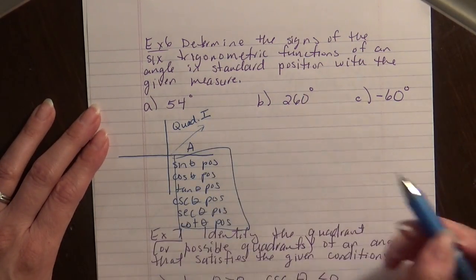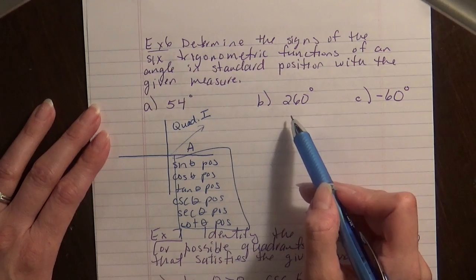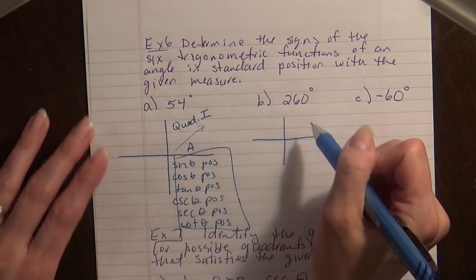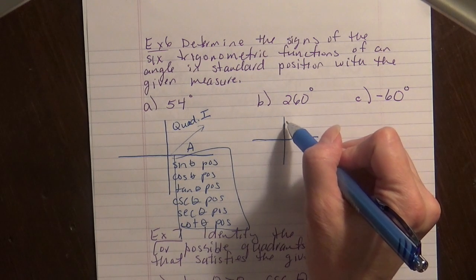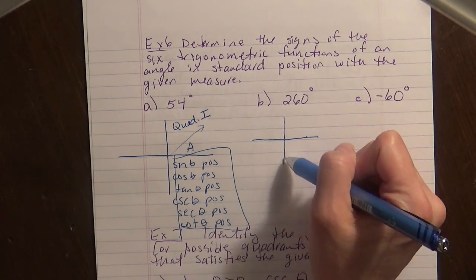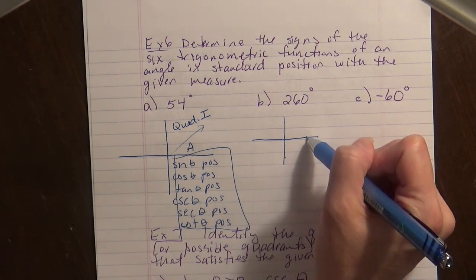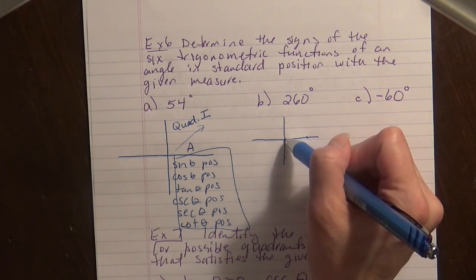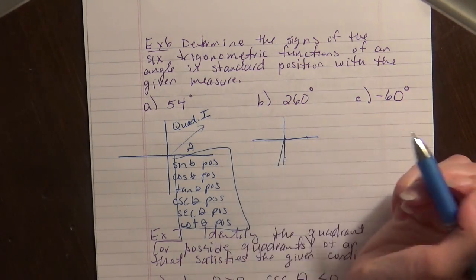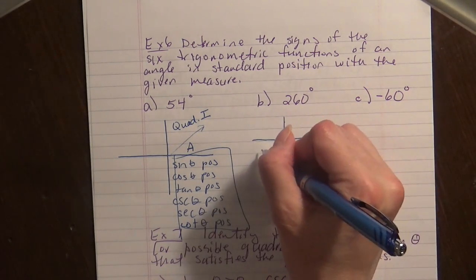That's what they want there. Part B, 260 degrees. Where is that one located? You have to keep in mind that you're starting at 0. This is 90 degrees. That's 180. This is 270, and then that would be 360, which is the same as 0. So 270 would be this one. 260 is right before we get there, so it's like that. That puts us in quadrant 3.